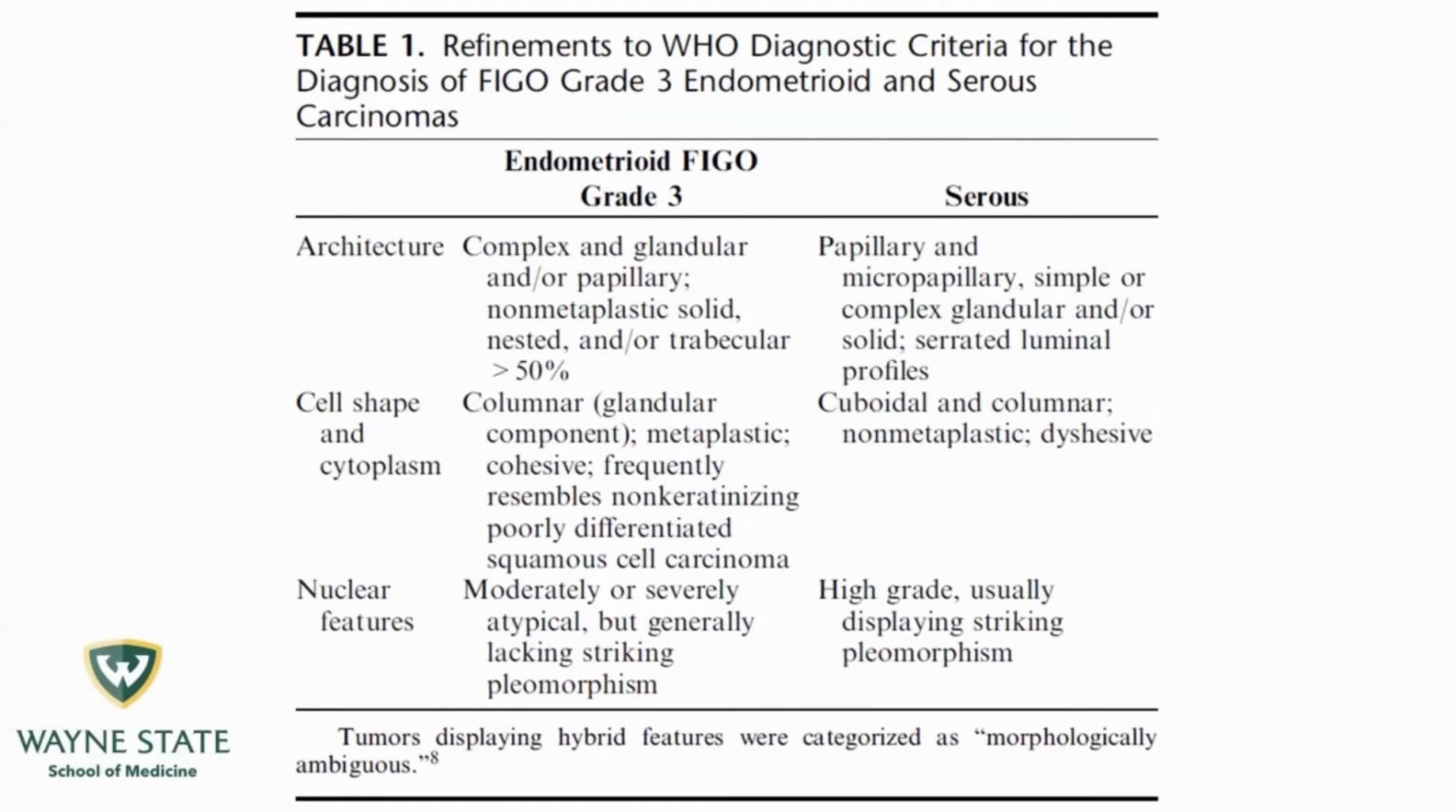The architecture is different. It's complex glandular or sheets, and the sheets are more than 50% in an endometrioid carcinoma. However, serous, most of the time, not always, is papillary. You can see micropapillary, or you can see glandular. The highlight of serous is the discrepancy between the glandular architecture and the cytologic atypia. The cytologic atypia is really, really significant, and I'll show you a few examples. Again, in general it helps, but all of these are soft findings.